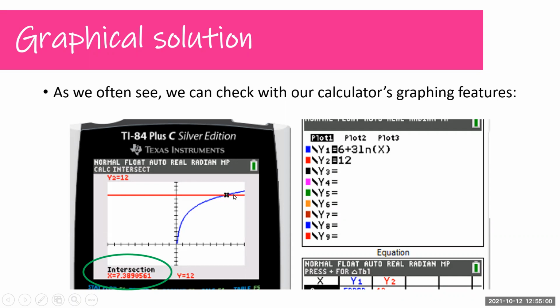On these, you may have to adjust your window, so remember that. But once you're there, you can use the intersect. And sure enough, we see 7.389 as our answer.